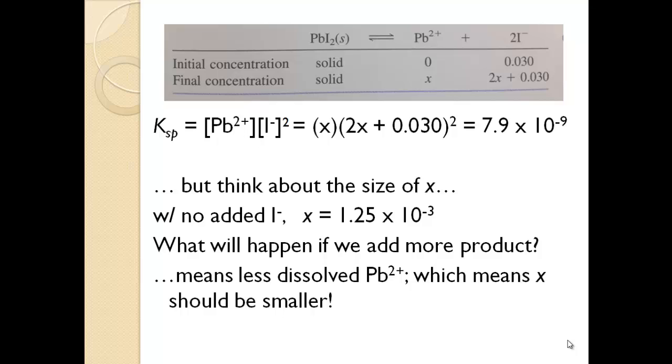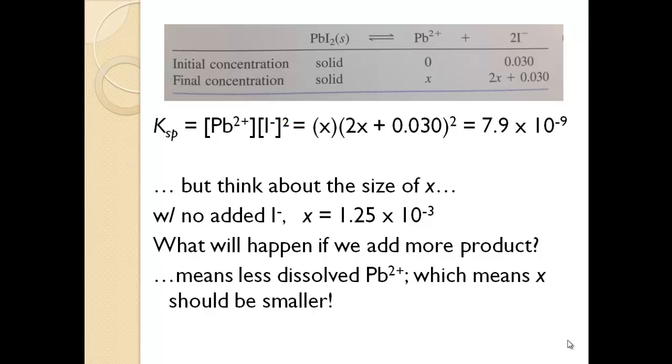So if we add more product, because if we're adding an extra source of iodide, which happens to be a product, that's going to shift that equilibrium to the left, and that's also going to mean that less Pb2+ is going to be dissolved. So that means, of course, that the concentration of X, which is your Pb2+, is going to be less. So now, since I'm adding an extra source of iodide, I know that my 2X is going to be way smaller than my original X, or for that matter, my original 2X.